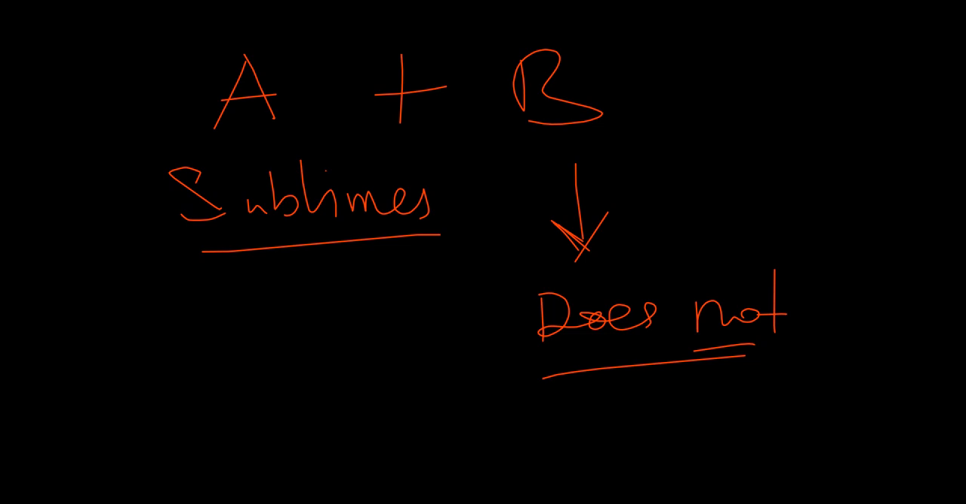So, for example, you have a mixture of naphthalene balls and let's say sand. You heat the mixture, the naphthalene balls, which we usually call camphor, will be converted directly to gas and it will leave behind the sand. So you'll be able to separate the mixture. So that is what sublimation simply means. It's as simple as that.